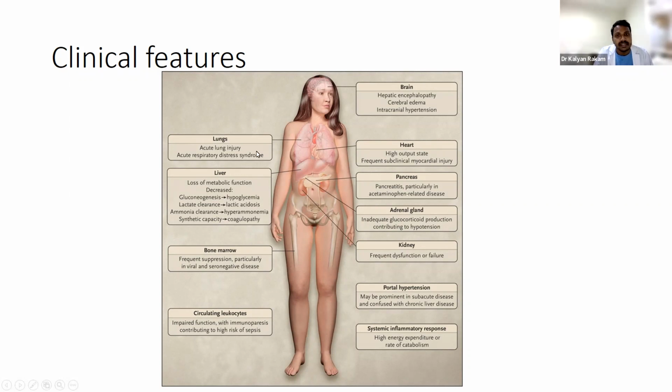Apart from that, ARDS from the lungs, and the heart includes a high output state, pancreatitis, adrenal insufficiency, AKI, bone marrow suppression, and immunoparesis. So the patients will be more prone to infections. Portal hypertension and SIRS response. These are the different clinical features that happen in a patient with acute liver failure.